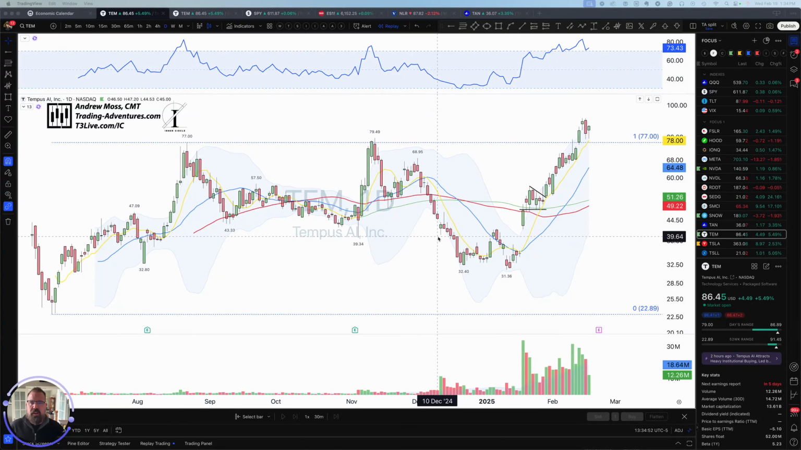Good afternoon. Andy Moss here, tradingadventures.com, with a quick rundown and walkthrough of a day trade I did yesterday on TEM. This is not a tactic for everyone. This page, of course, is more focused on swing trades and longer term setups, but a day trade every now and again when the market conditions are ripe for it. It seemed ripe yesterday on one of the hottest stocks out there right now, Tempus AI.